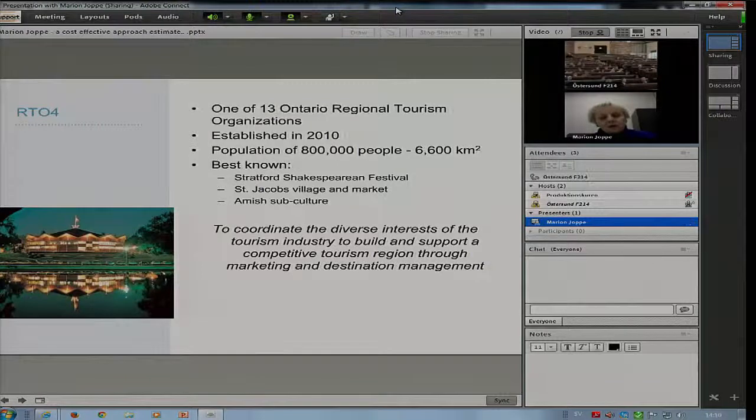The other feature that attracts quite a bit of visitation in this region is a small town called St. Jacobs and its farmers market, and you will see some pictures on the coming slides, as well as the Amish subculture that really built St. Jacobs. And they too are unique in the province, and with the growing interest in local foods and organic foods and these kind of products, this market sees very, very large visitor numbers.